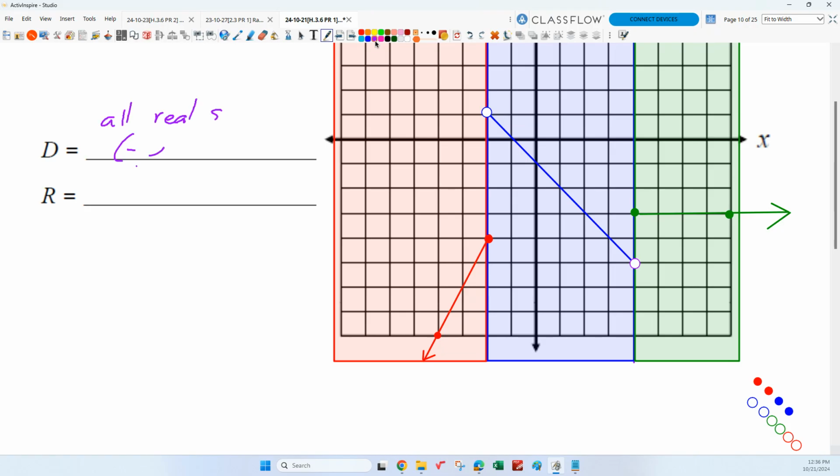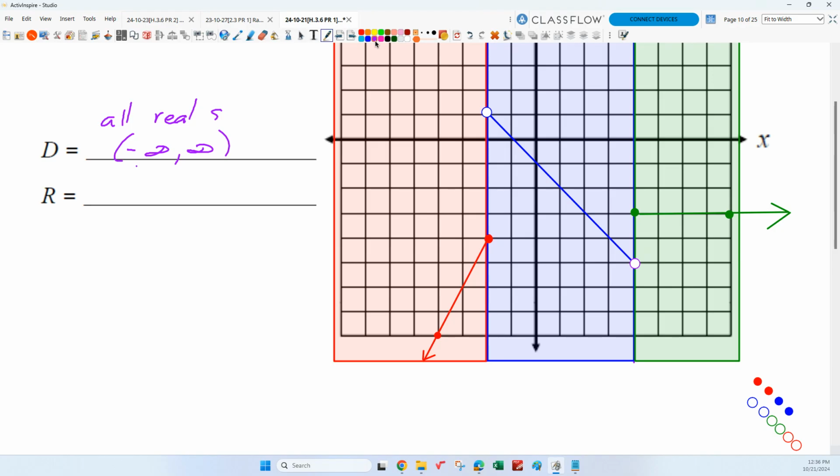If I write that with interval notation, it would just look like that, right? Okay, what's the range of this function? All the outputs. How would we describe that? How are we going to figure out what are all the possible y values an ant could stand on?